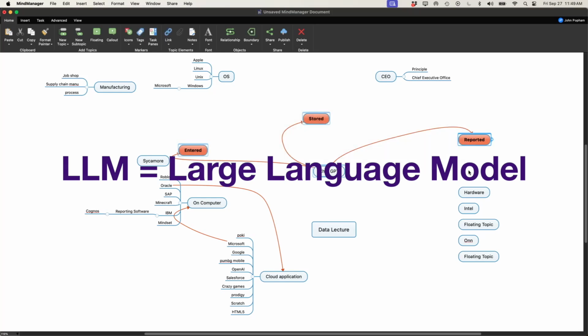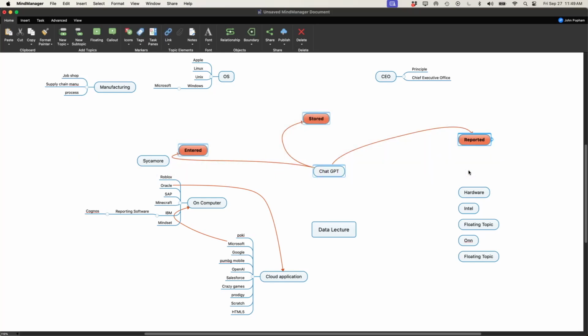Because if you think about it, ChatGPT says, I have the whole internet of stored data. You're going to enter a question. I'm going to use your question and all that stored data, and I'm going to give you a report of your answer. So what makes ChatGPT neat is that it does everything all as one system.